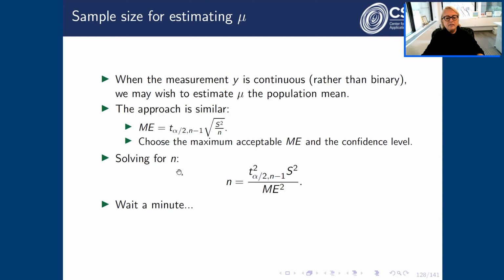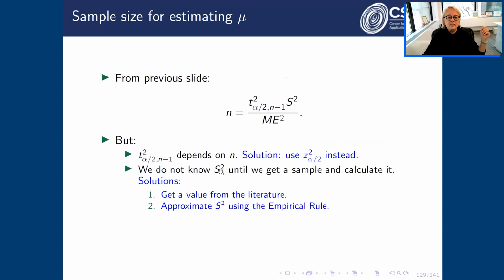So if I solve for n, this is what I get. The problem here is that now this also depends on n. So what I'm going to do is sort of close my eyes like this and plug in the corresponding z that I used before, even though what I really need here is a t. And so the solution here is to use z like we did before.